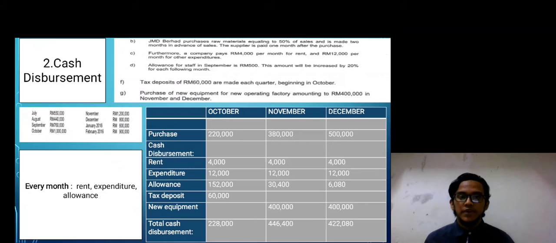The second step is by finding cash disbursements. The cash disbursements include rent, allowance and expenditure. These three things are paid every month, except the deposit, which is paid each quarter starting October with RM 60,000. In addition, there is new equipment for a new operating company in November and December. At the end, we get the total cash disbursements in October RM 228,000, November RM 446,400 and December RM 422,080.